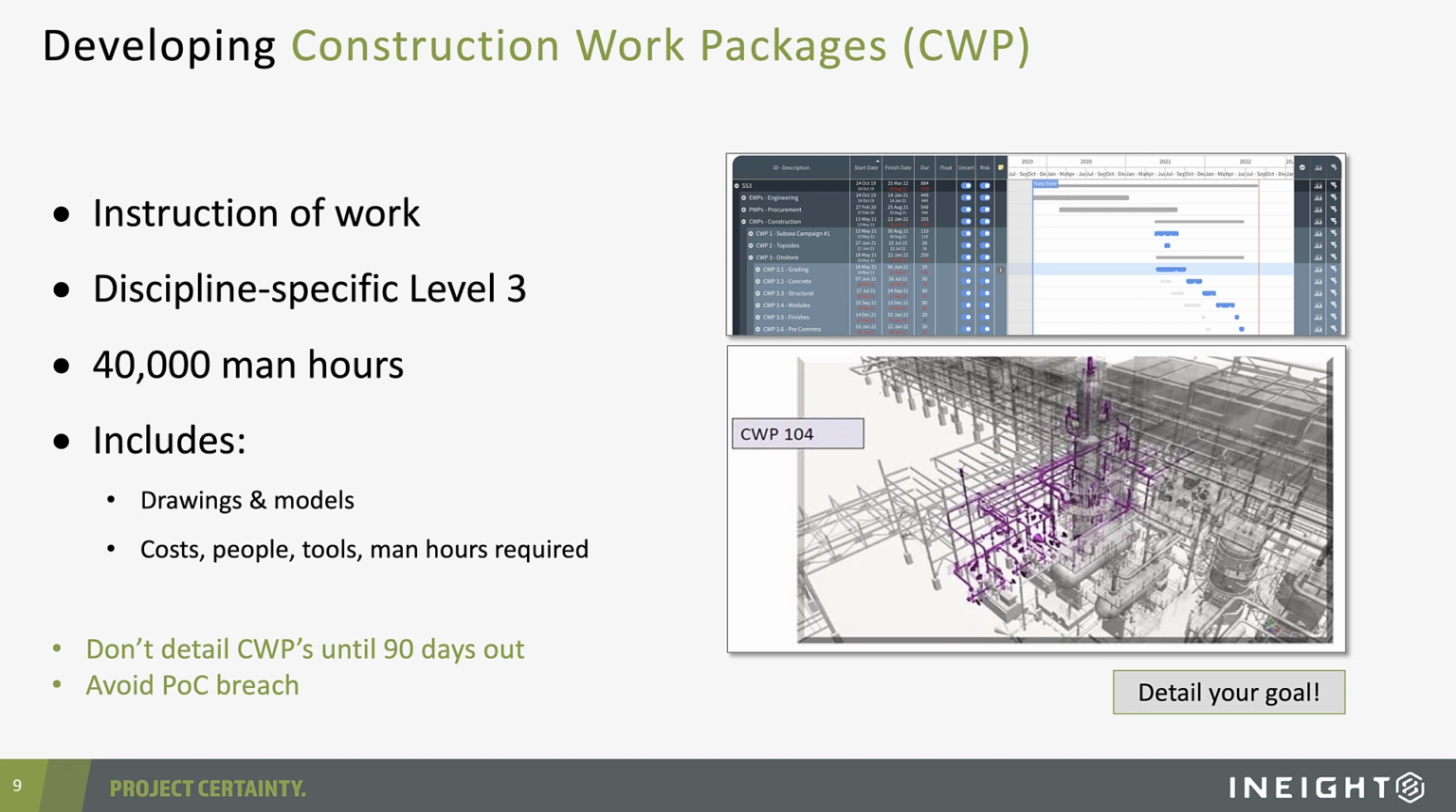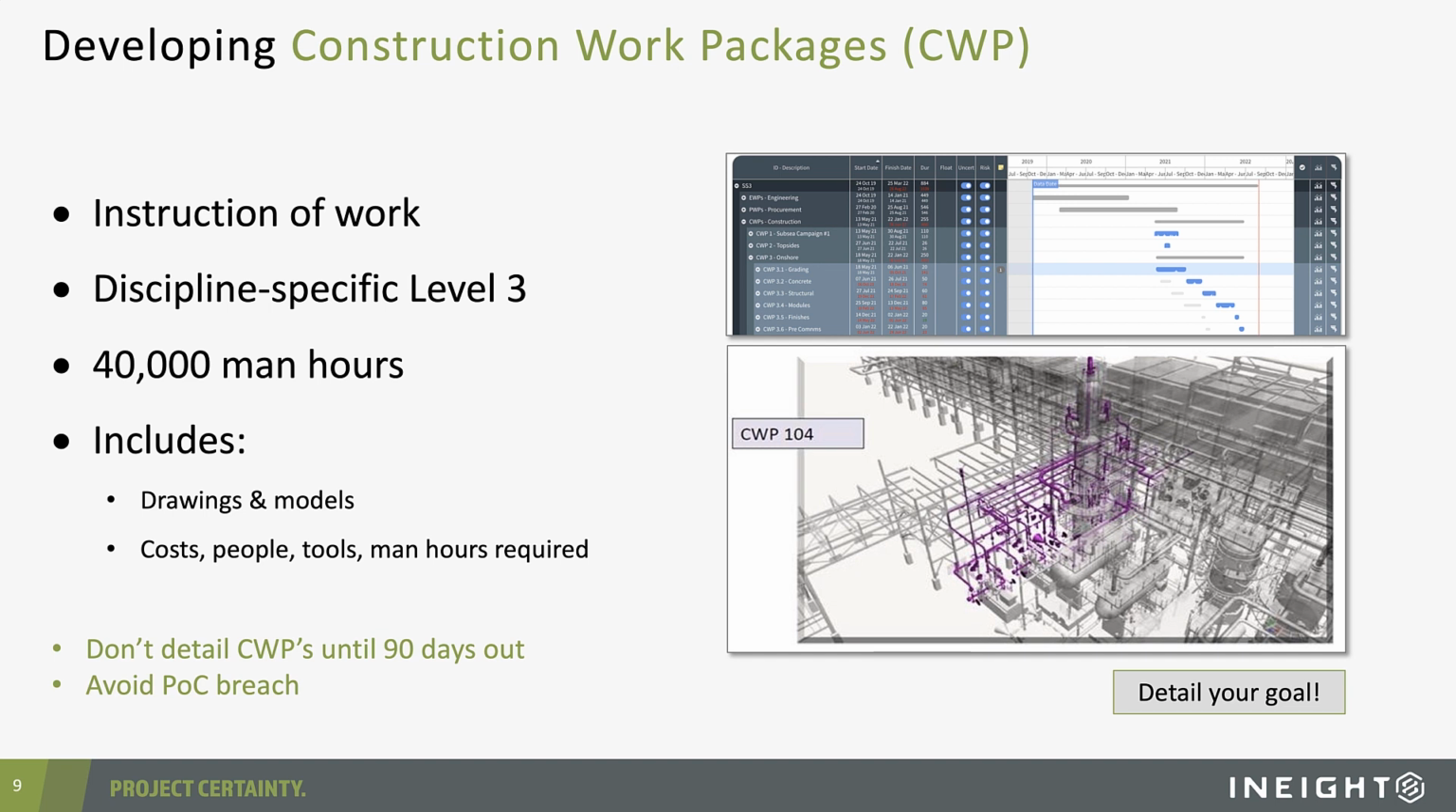So the third level is then the construction work packages. And in many ways, this is really where the rubber meets the road, because this is really us looking at defining instruction of work. So level 3, typically not planning to anything greater than 40,000 man hours. This is where we are defining work activities. These are the activities that are discipline specific, and these activities absolutely carry CPM sequential logic.